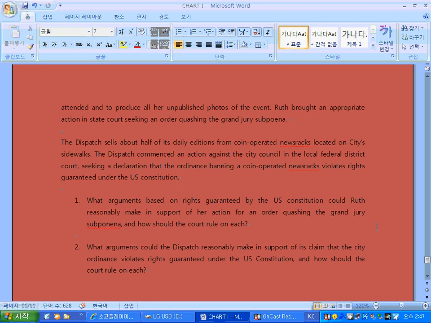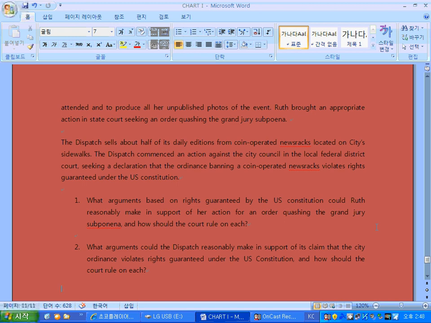This is because the act of producing the documents does not involve testimonial self-incrimination. The shield of the Fifth Amendment privilege is just confined to the testimonial context. Production of documents would not fall within the Fifth Amendment privilege. Thus, forcing Ruth to produce the photograph in response to the grand jury subpoena does not violate the Fifth Amendment right.